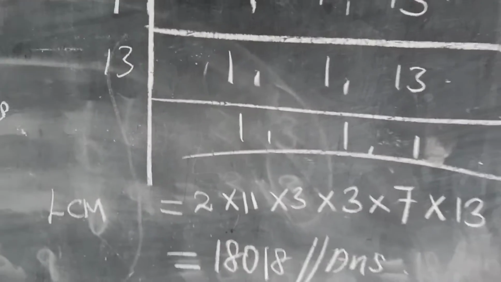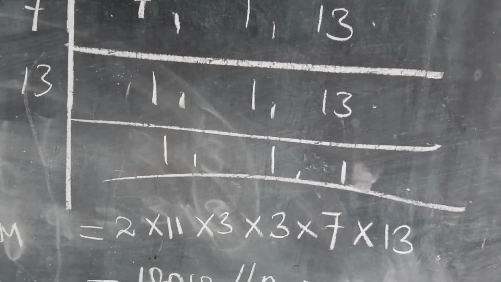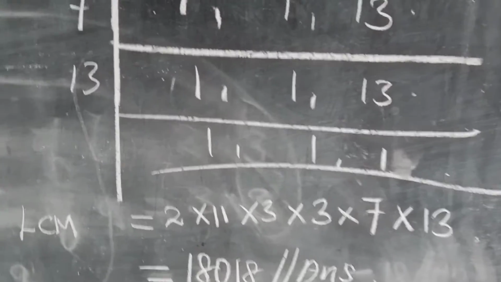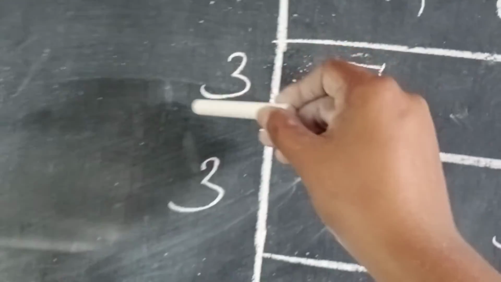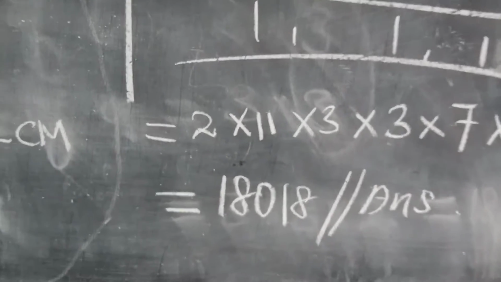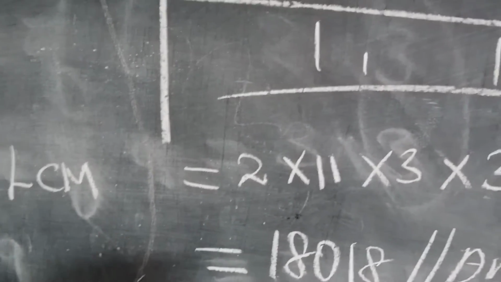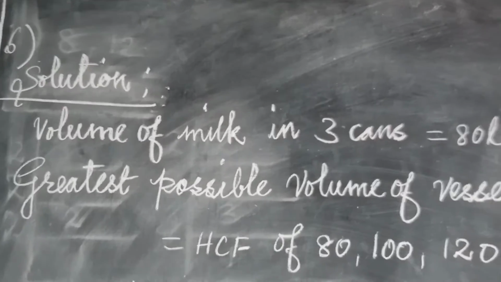So LCM when we write it, 2 into 11, 11 into 3, 3 into 7 and 7 into 13. When we multiply this whole, see here 2 into 11, 11 into 3, 3 into 3, 3 into 7, 13. We get the answer 18,018 is the answer.